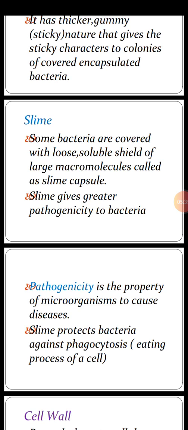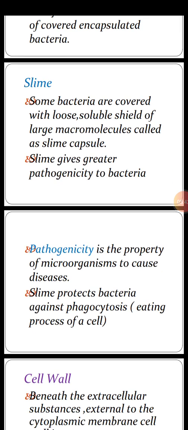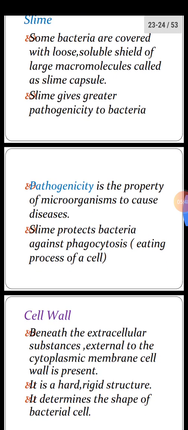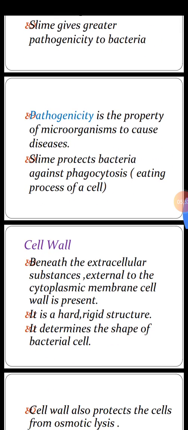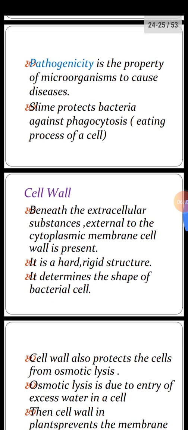Some bacteria are covered with a loose, soluble sheet of large macromolecules called slime capsule. The function of slime is to give greater pathogenicity to bacteria. The definition of pathogenicity is the property of microorganisms like bacteria to cause diseases. Slime protects bacteria against phagocytosis, that is, against being swallowed, the eating process of a cell.